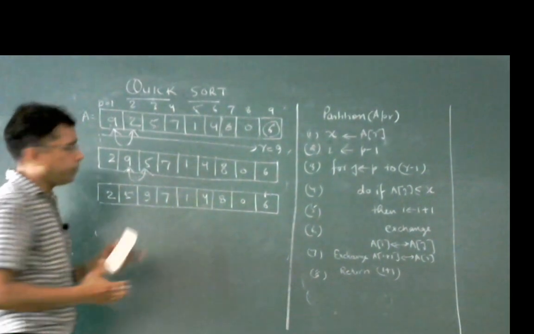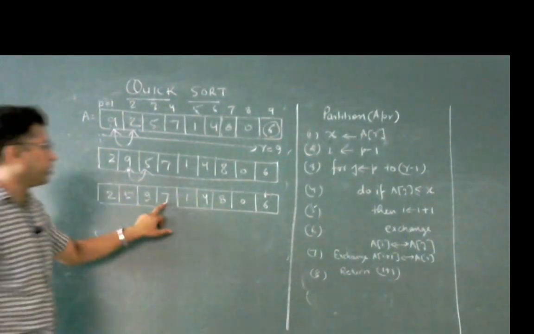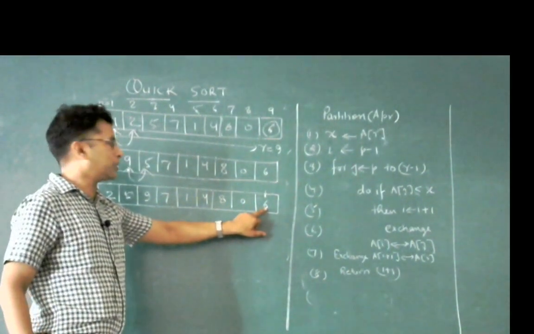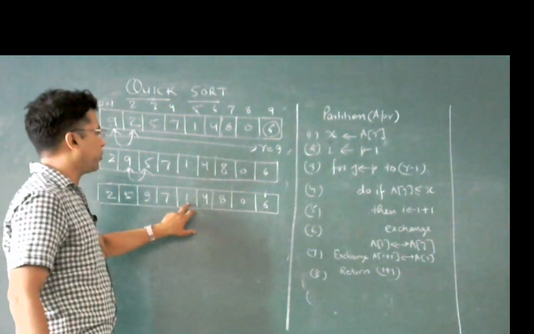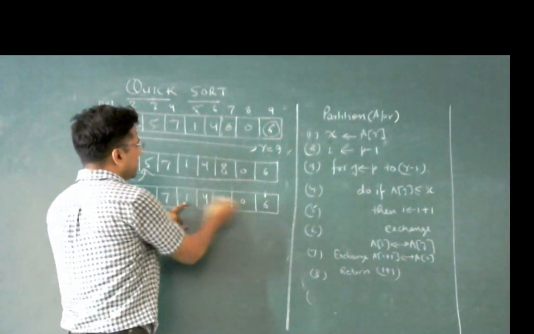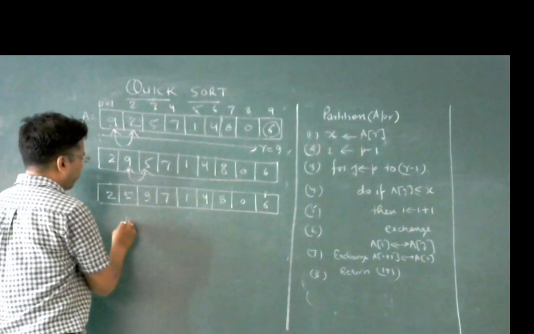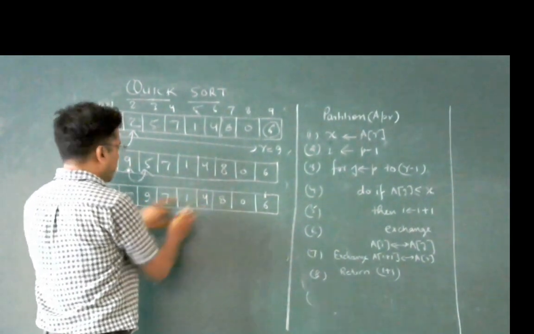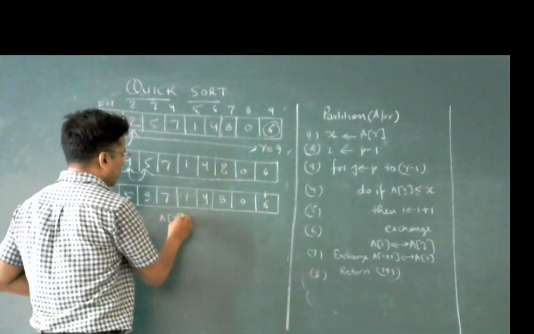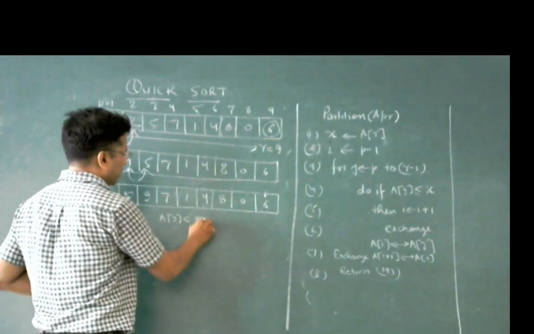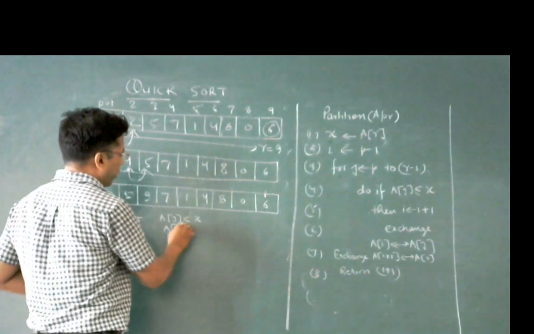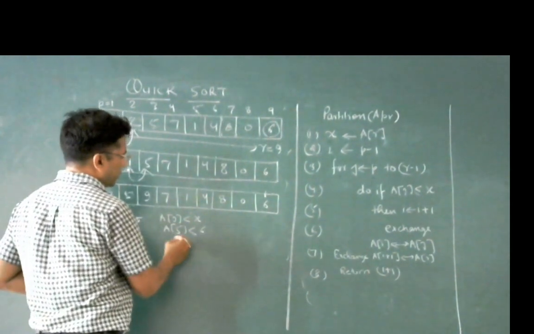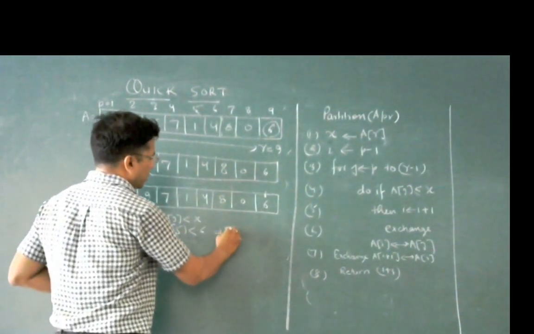Now the next element is 7. 7 is not smaller than 6, so we shall move forward. Next is for j equals to 5. For j equals to 5, aj is less than x, meaning a5 is less than 6. So this situation is true.